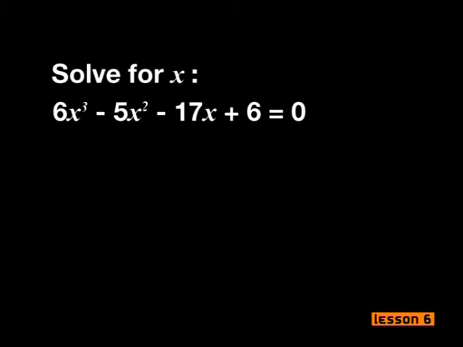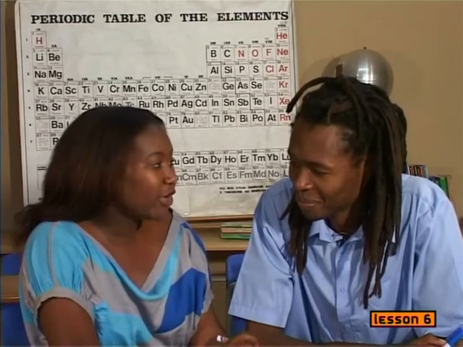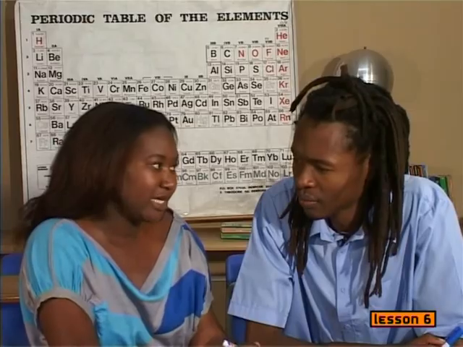Given 6x cubed minus 5x squared minus 17x plus 6 equal to 0. Solve for x. That looks just like the cubic function we worked on last time. You're right, but before we continue, I'd like to go back to something quickly.